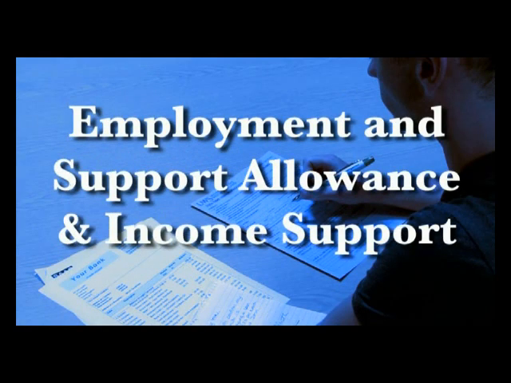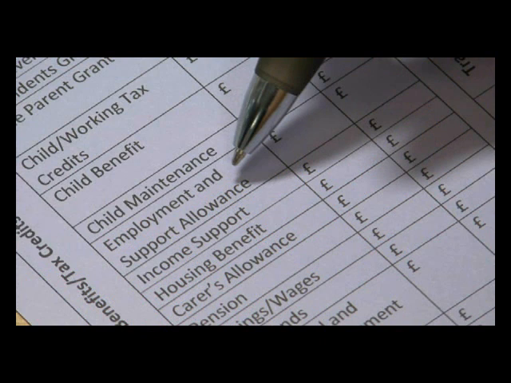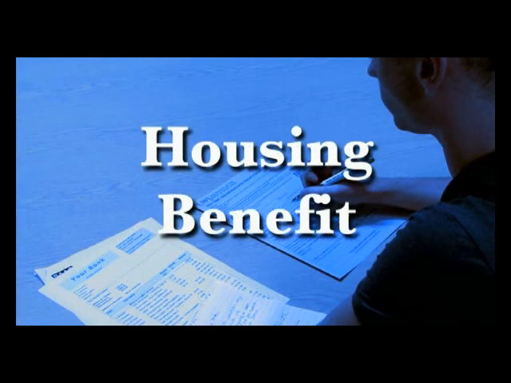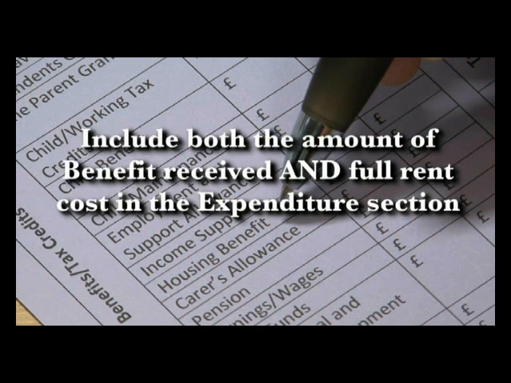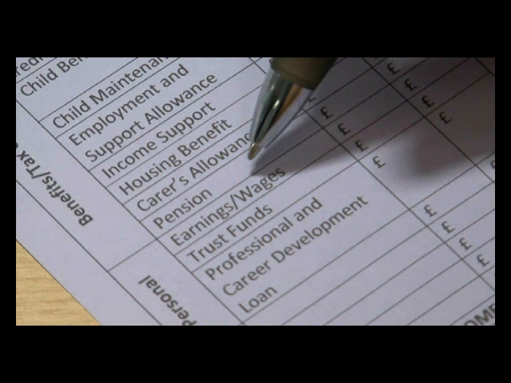Employment and support allowance and income support. If you are in receipt of employment and support allowance or income support, you should include this as income. This will also be applicable if your partner is in receipt of either benefit. You do not need to include any information regarding disability living allowance. Housing benefit. If you continue to receive housing benefit during the academic year, please ensure you include both the amount received and full rent cost in the expenditure section. Pension. If you or your partner are in receipt of a pension, we are required to take this into account. Please highlight this on a bank statement if you're currently receiving such payments.